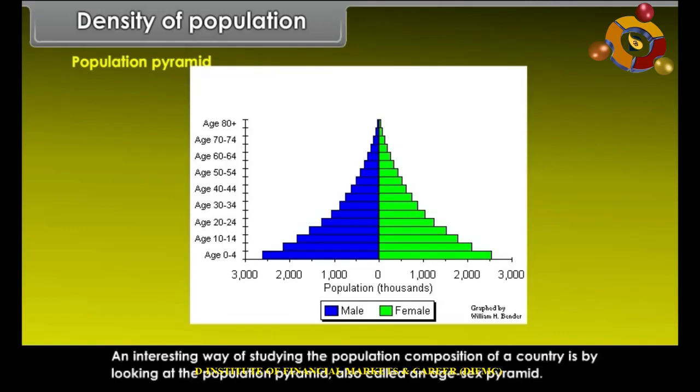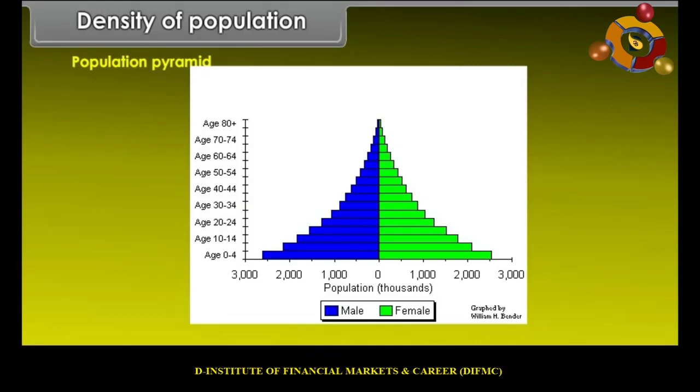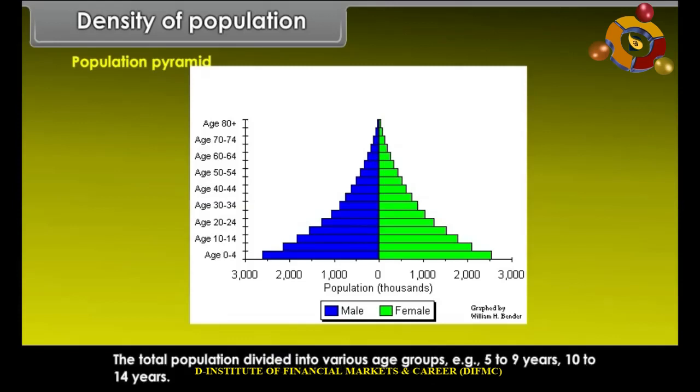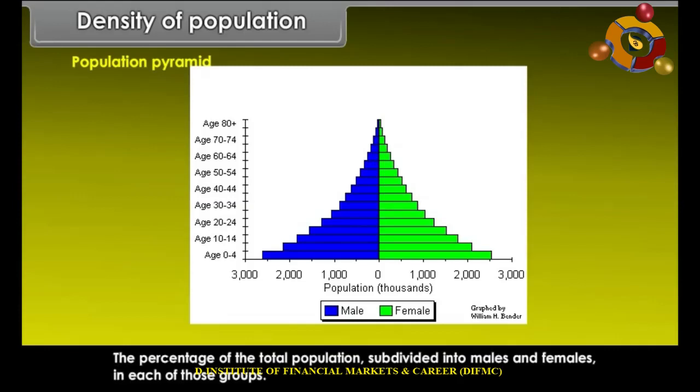An interesting way of studying the population composition of a country is by looking at the population pyramid, also called an age-sex pyramid. A population pyramid shows the total population divided into various age groups, for example, 5 to 9 years, 10 to 14 years. The percentage of the total population is subdivided into males and females in each of those groups.